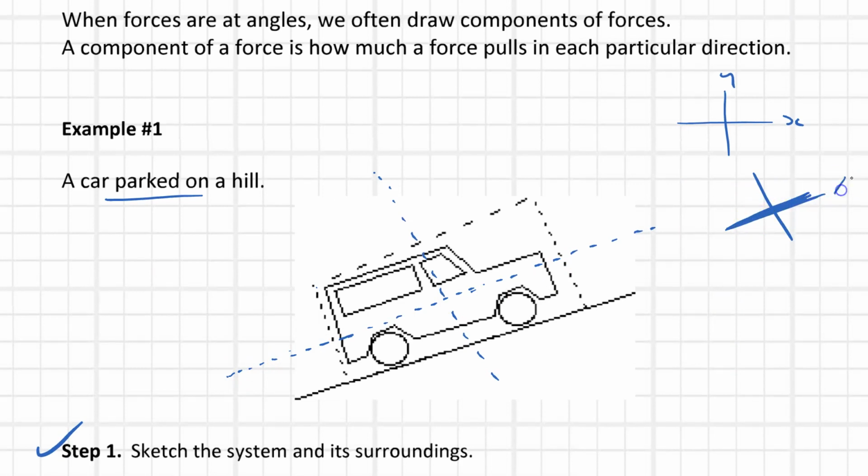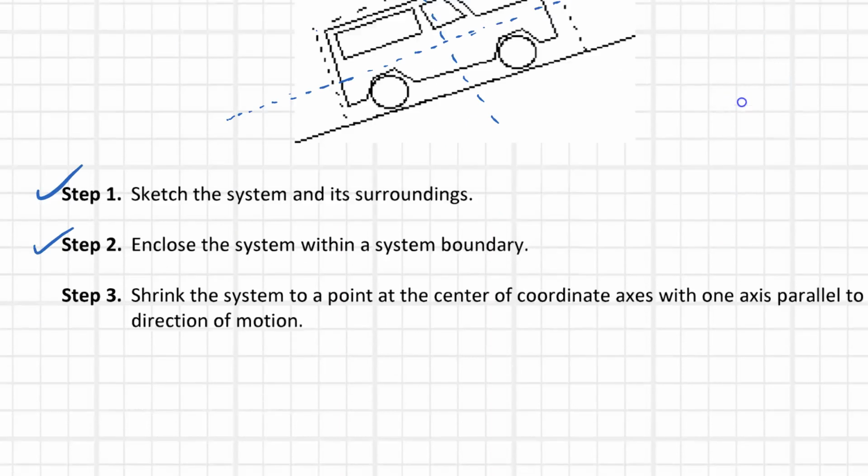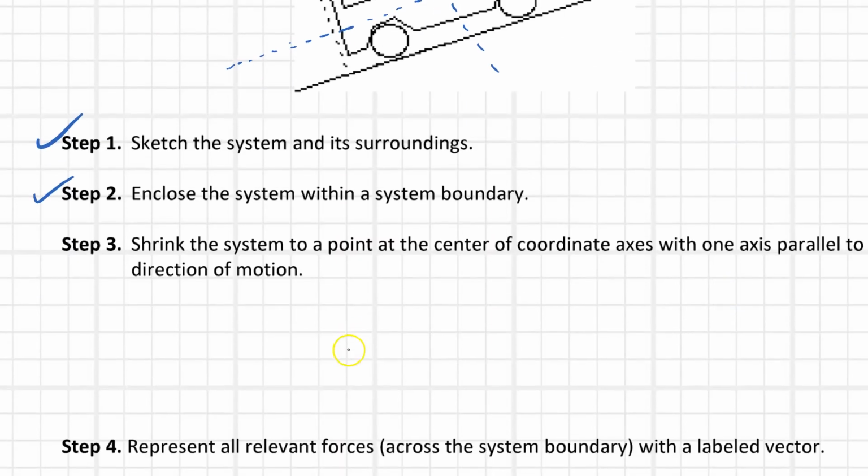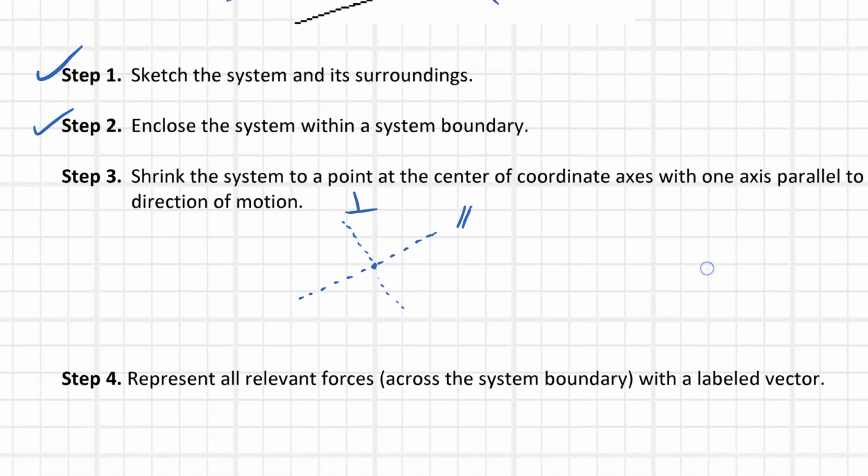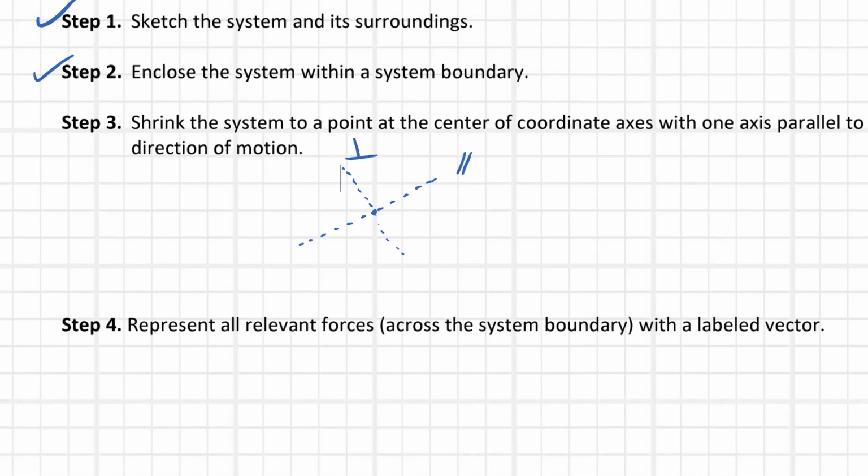So I'm going to call that one, there's my parallel symbol, parallel, and the other one is perpendicular to the road. Instead of X and Y, I'm going to call them parallel and perpendicular. So I'll do that over here. Do it one more time. Here is my parallel direction, and here's my perpendicular direction. Okay, and the next step says represent all the relevant forces, any forces that cross the system boundary, in other words, acting on the car.